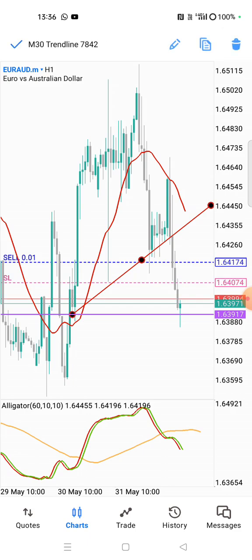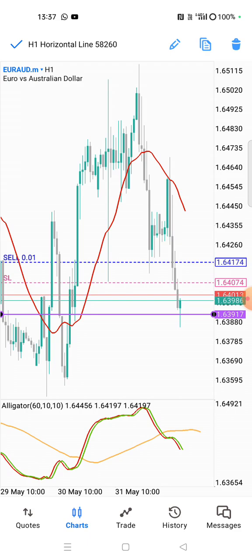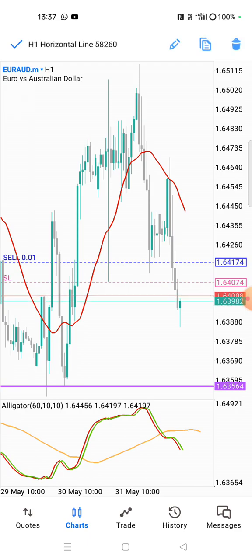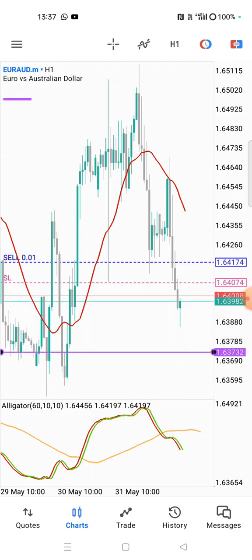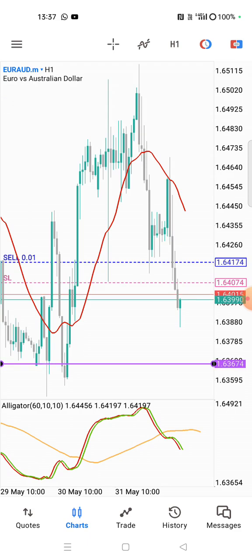Okay guys, so that's it for this strategy. If you were to ask me where my next profit is, just wait until here. From where I'm entering, it is more than 50 pips. So if you were to follow 50 pips, that will be 1.63674. It'll be around here. Here is my next take profit, the maximum take profit I want.